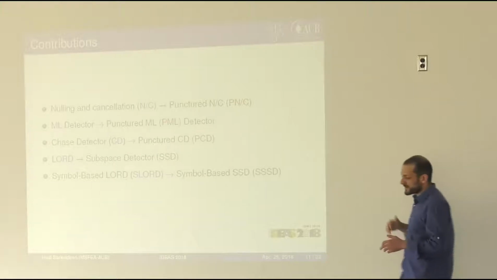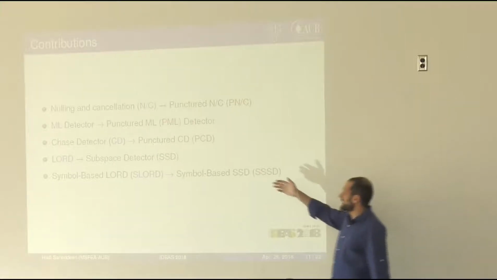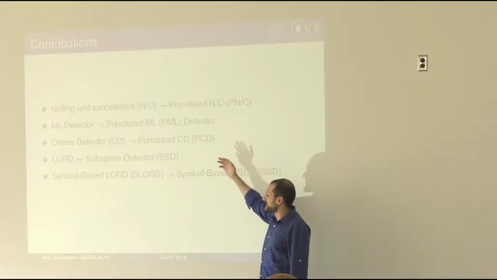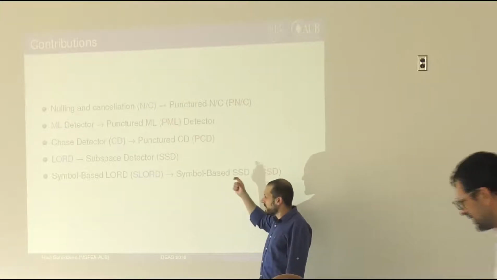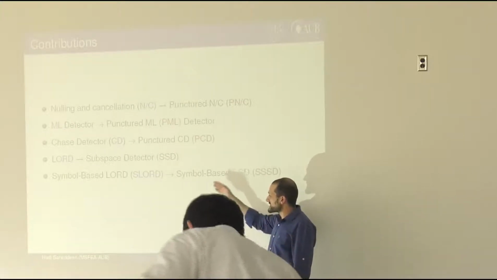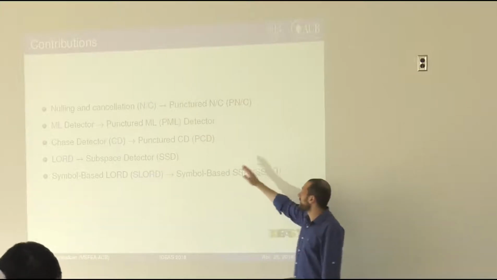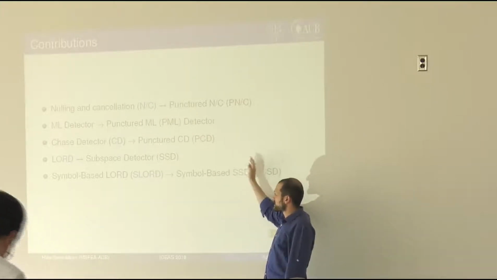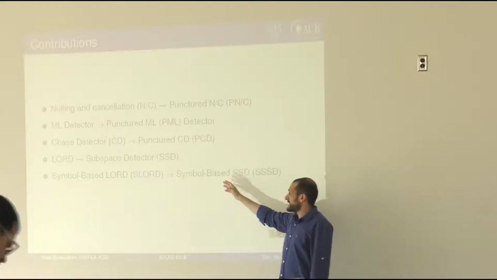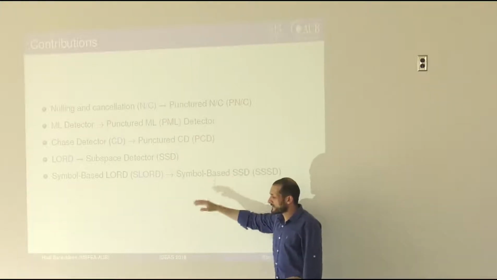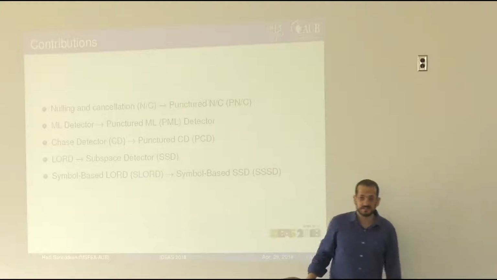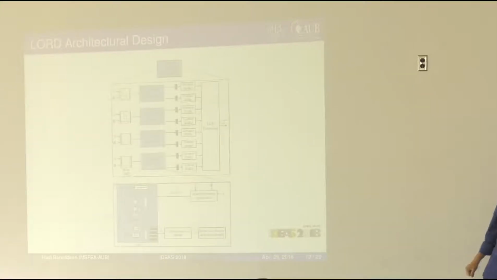So we looked at the family of detectors that use QRD. These are non-negative isolation detectors that can also be used in terms of successive coding as QRD-based. Chase detector, lower and S-lower, and we map them to a puncture version of these. So we have puncture non-cancellation, puncture and puncture chase detector. And the alternative for lower in the puncture setting is subspace detector.